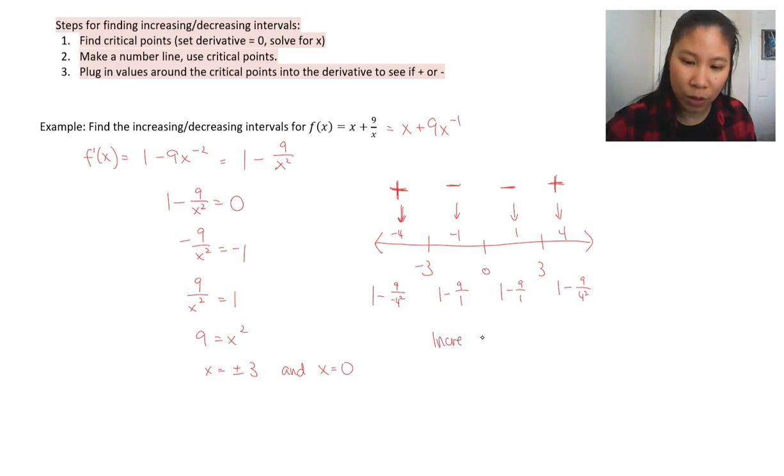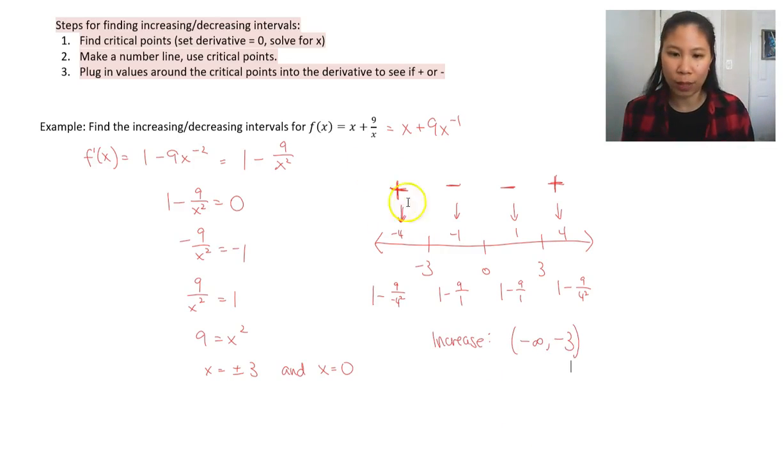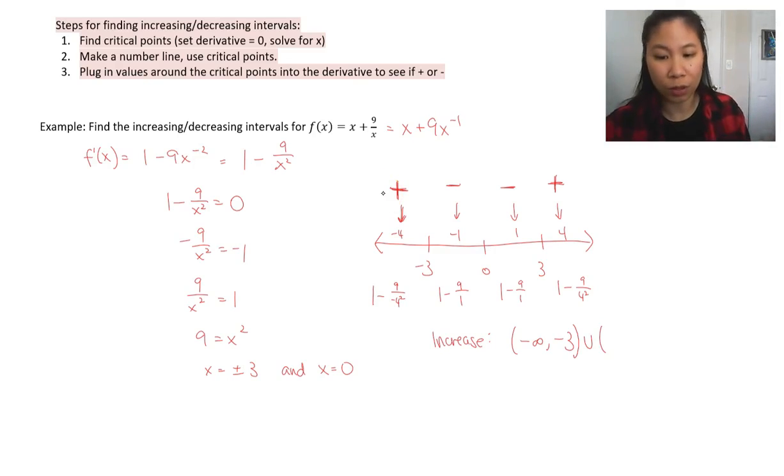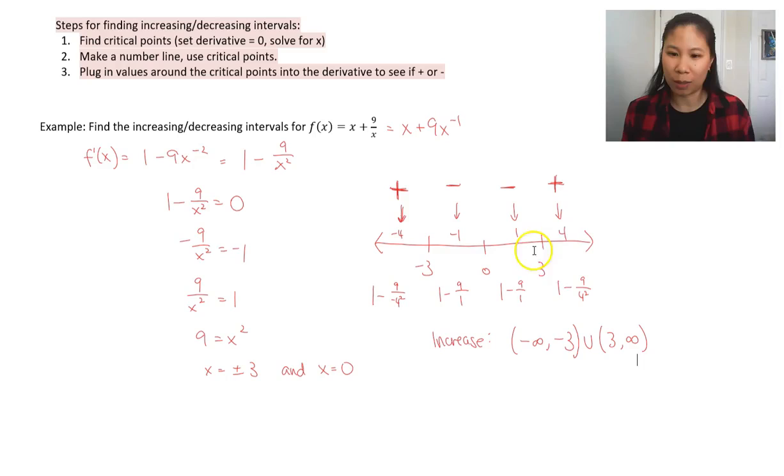That means we're going to be increasing from -infinity to -3, because that's that first positive section here. And then we write the little u to connect, or to tell people there's also this other spot where it's going to be increasing from 3 to infinity, because it's talking about everything over here in this section.